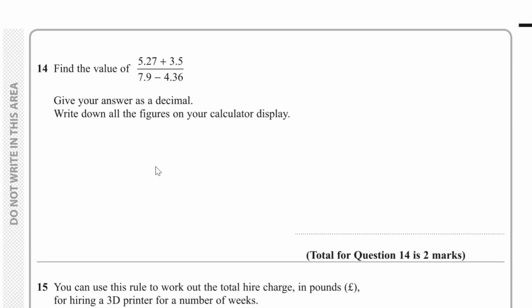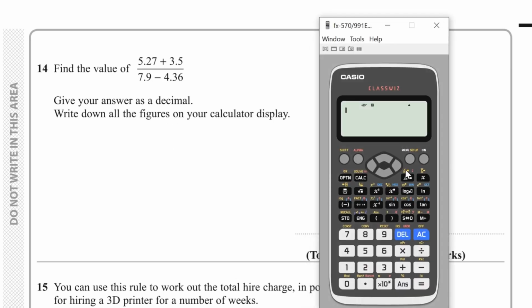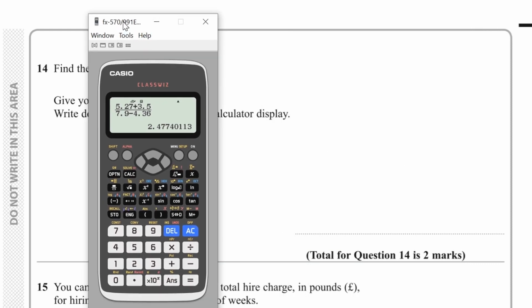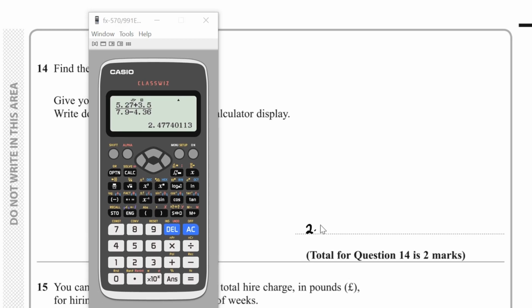For question number 14, we have to find the value of 5.27 plus 3.5 divided by 7.9 minus 4.36. We have to give our answer as a decimal. So if we work this out, press the fraction button, we have 5.27 plus 3.5 divided by 7.9 minus 4.36. And if we type all this in, as a decimal, we get this value over here of 2.47740113.